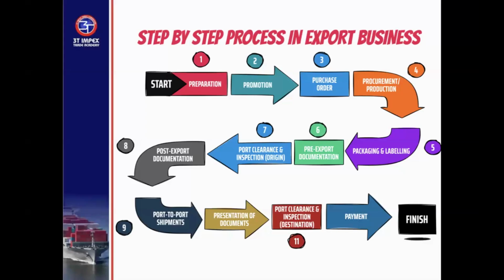If you understand the preparation and it's done well, it becomes easier for you to promote. With adequate promotion come purchase orders. When you get the purchase order, you can easily go ahead and do your procurement. With procurement come packaging and labeling. Now, sometimes it's at the level of packaging. In fact, I heard a story last week of a product shipped to, I think, South America, and it was hibiscus flower.